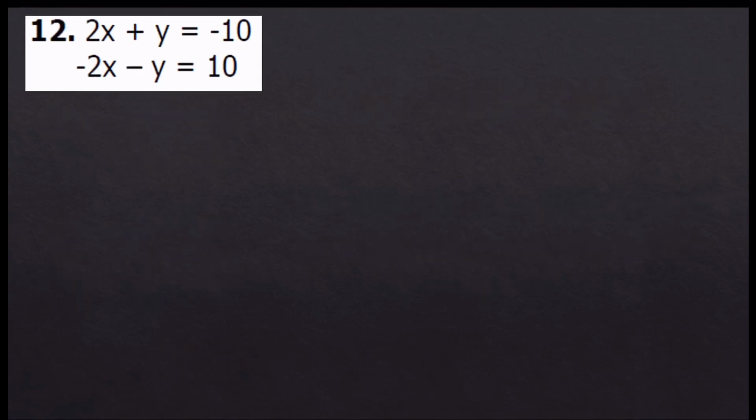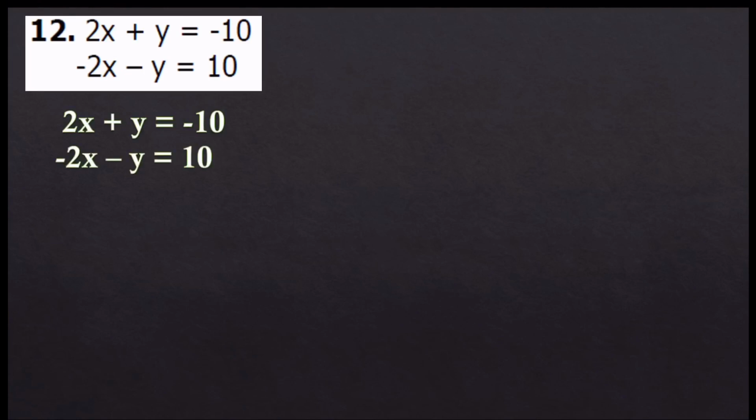So let's look at this one. Now this one's actually a little easier. Why is this one easier? Well, if you look at the coefficients, they're already opposites. So all I'm going to do is I'm going to take my first equation and my second equation. When I add them, I get 0x minus 0y equals 0.